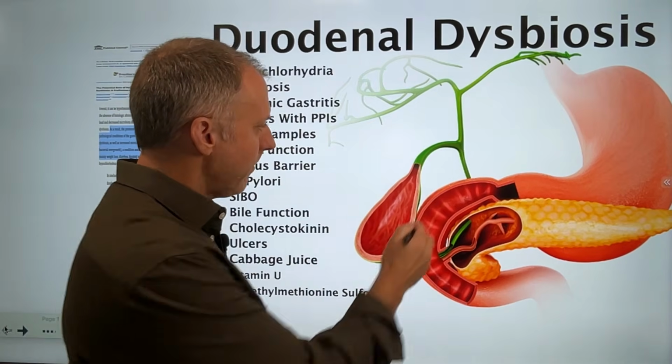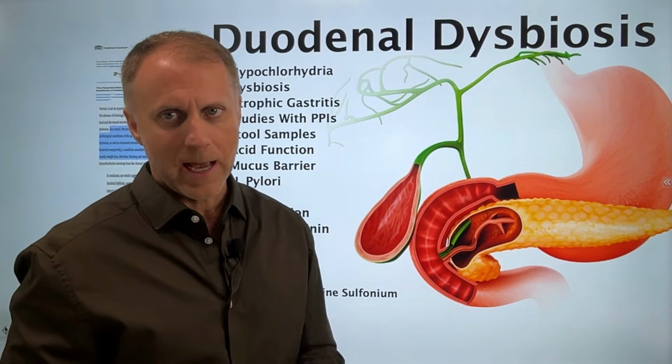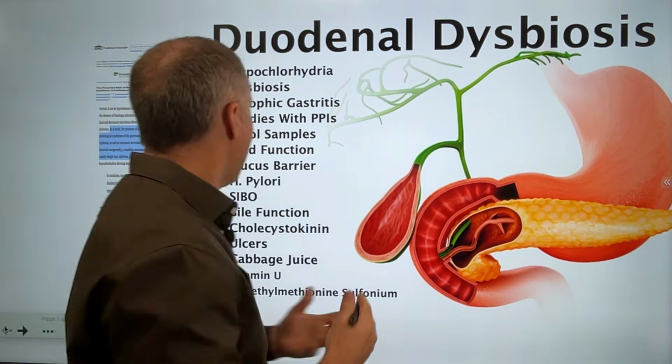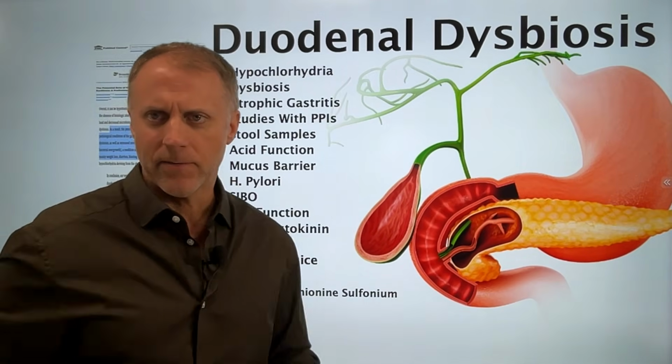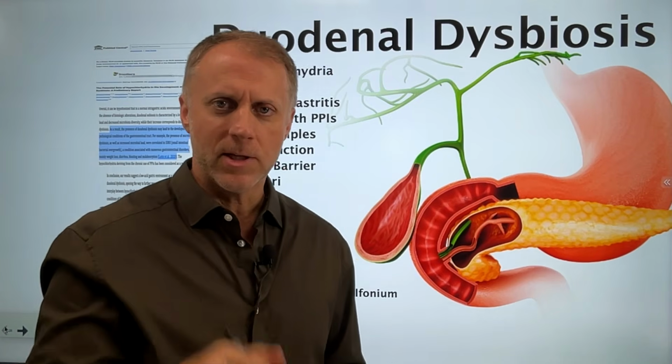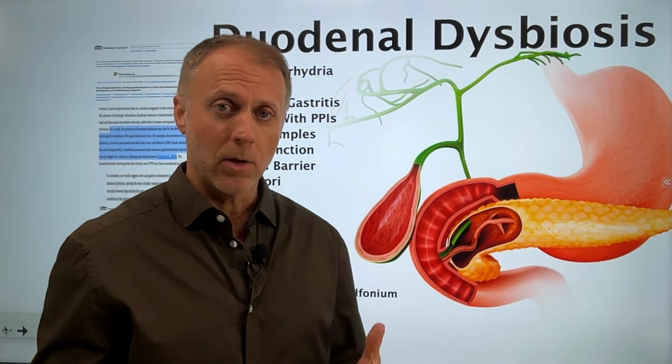I view this as one of the most important aspects of this whole digestive system. So I found this great study on the potential role of hypochlorhydria in the development of duodenal dysbiosis. And it's okay if I'm standing in front of these. I'll put the links to the studies we reference in the description below if you want to dig into these a little bit more.